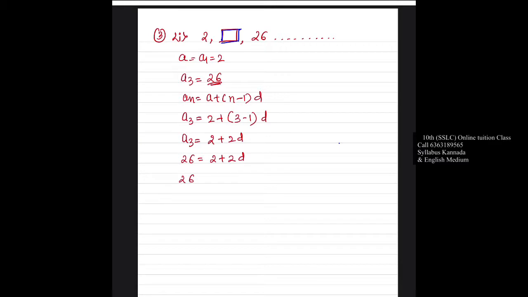So 26, ಈ 2 ಈ ಕಡೆ ಬಂದರೆ ಏನಾಗುತ್ತೆ, minus 2 is equals to 2d. So 26 minus 2 is 24 is equals to 2d. So ನಮಗೆ ಏನು ಬೇಕು, ಓನ್ಲಿ ಡಿ ಬೇಕಾಗಿದೆ. ಸೊ ದಿಸ್ ಮಲ್ಟಿಪ್ಲೈಡ್ will come into left hand side, that will divide. So d is equals to 24 divided by 2. So this is 12. So d is equals to 12.